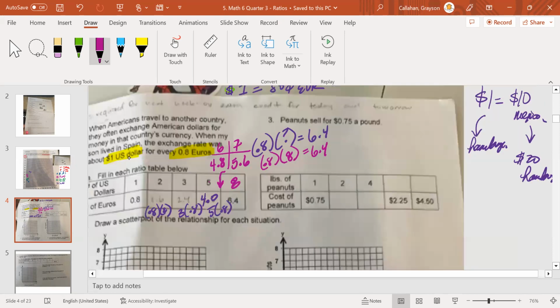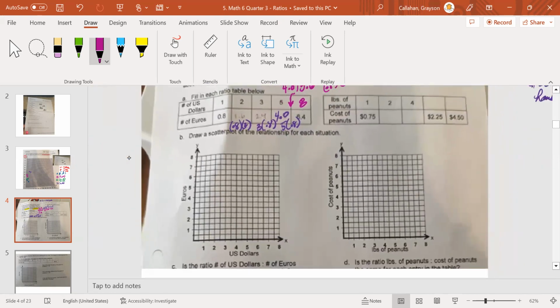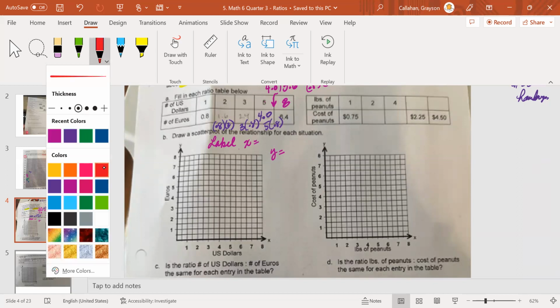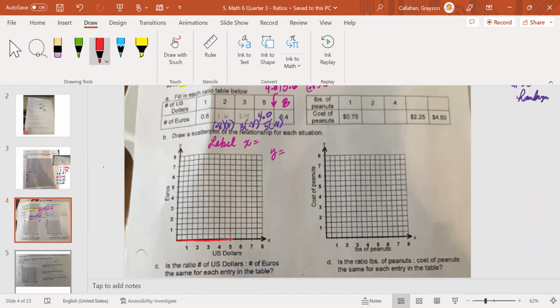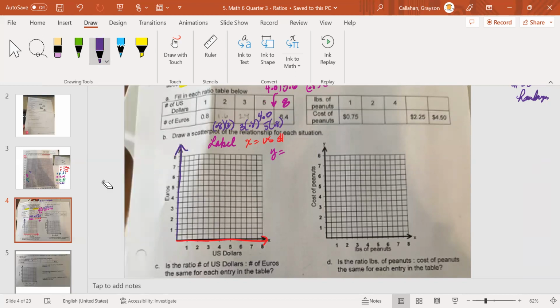All right, then 2B, draw a scatter plot of the relationship for each situation. Okay, so this is like the grid, right? So remember, when you're doing this, you definitely need to label what your x is equal to and what your y is equal to. What is your x equal to? Which is right here. US dollars, right? What is your y going to be equal to? Which is right here. Okay, so your y is euros, right?